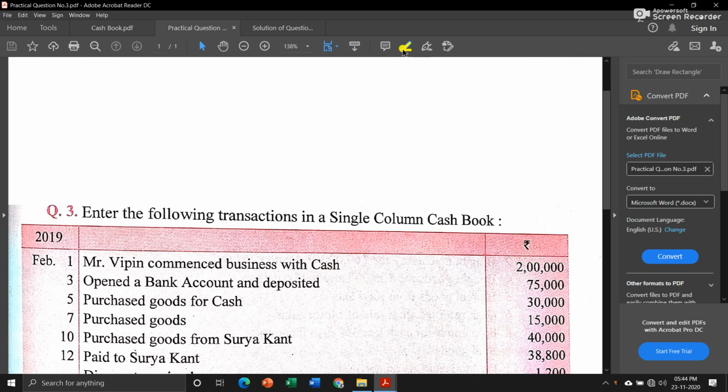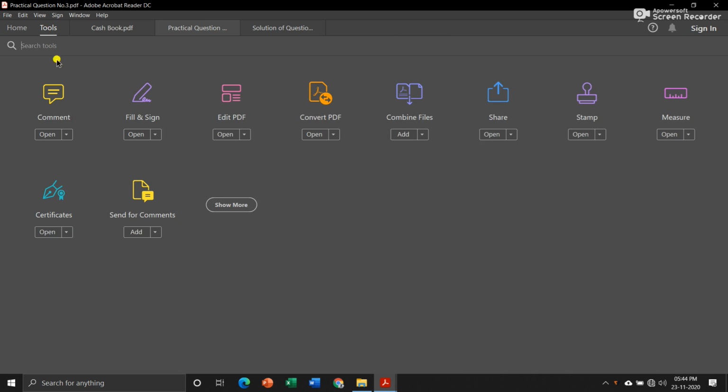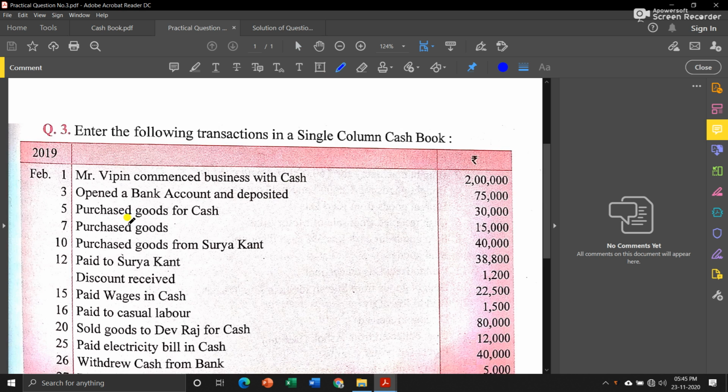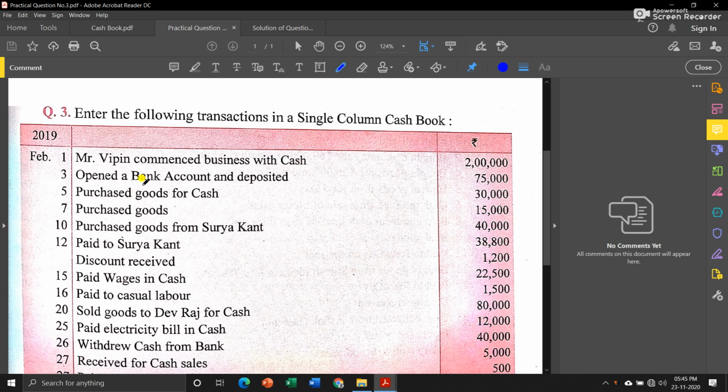Now the question that I have picked is question number 3 of your practical question. Now 1, 2 will be for your practice. Okay, because 1 and 2 they are very easy and I have skipped those for your practice. Now let us see the question. Enter the following transactions in a single column cash book.